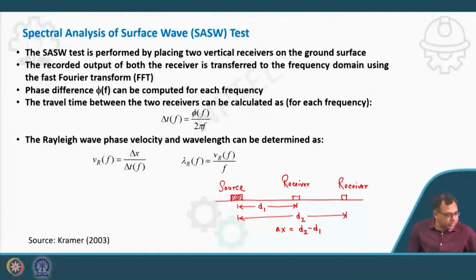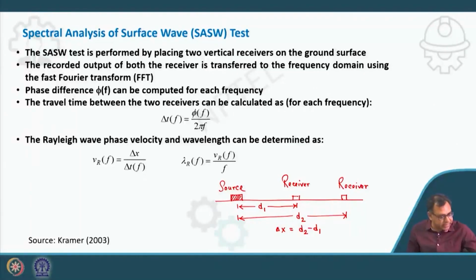From there, when you convert to the frequency domain, the phase difference can be computed for each frequency. What is phase difference? I have already discussed it. Now the travel time between the two receivers can be calculated for each frequency: del T is equal to phi, the phase difference, divided by 2 pi f.